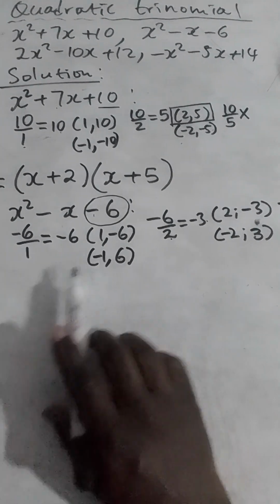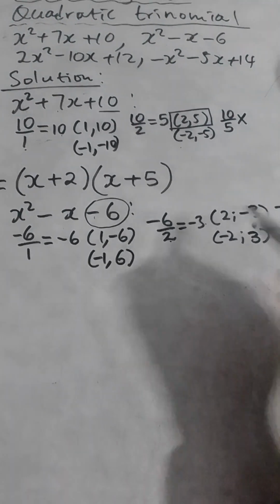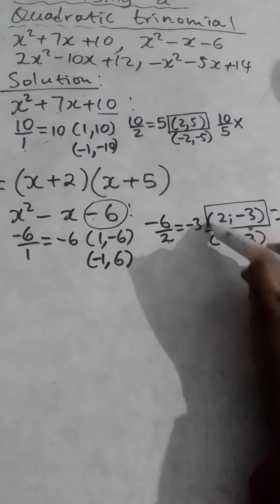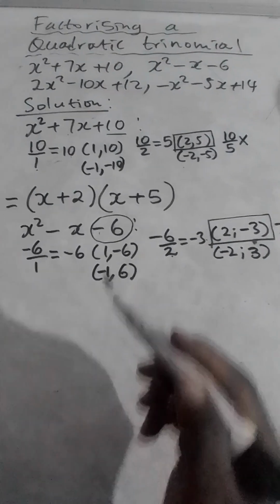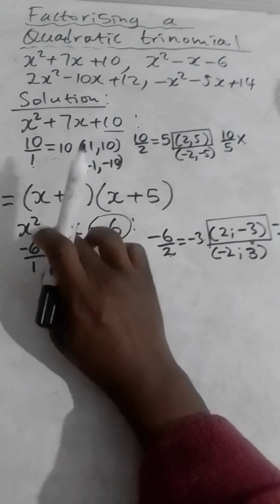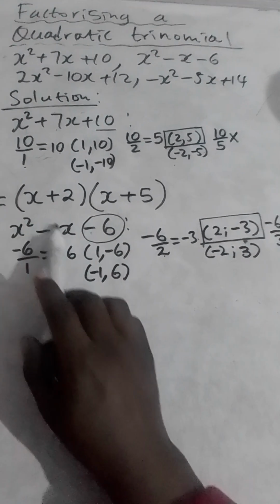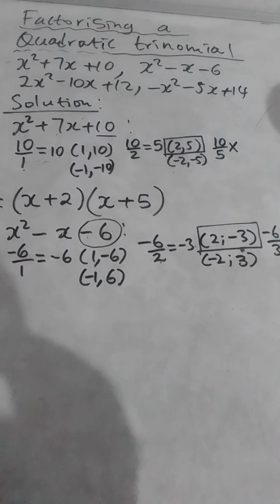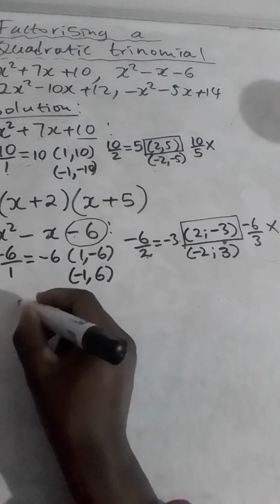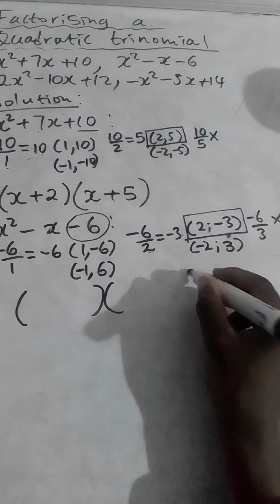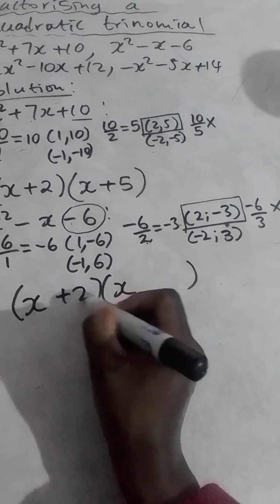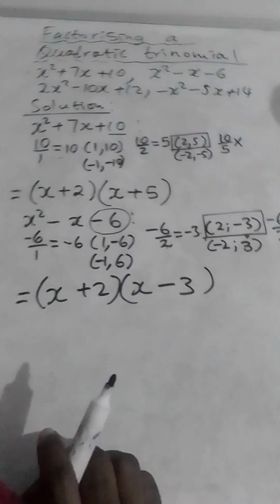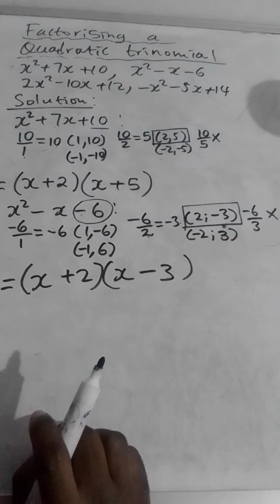Now, let's look at the factors and see which ones will give us -1. And if you check carefully, only this one. There will always be only one pair that gives you the correct value of the coefficient of the smaller power of the variable, or the middle term in this case. Right, so now the third step is to open parentheses, and then the fourth step is to write the variable that we have and the factors with their signs. And so the answer for this one is x plus 2 into x minus 3.